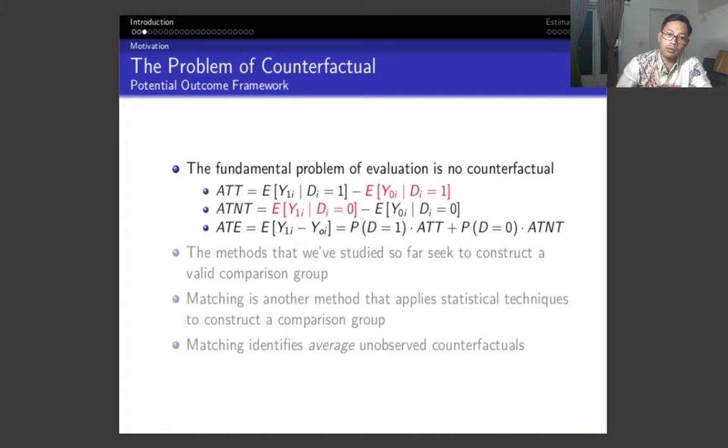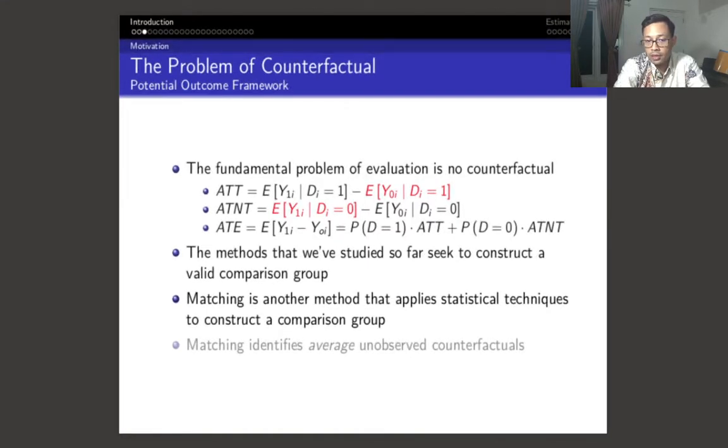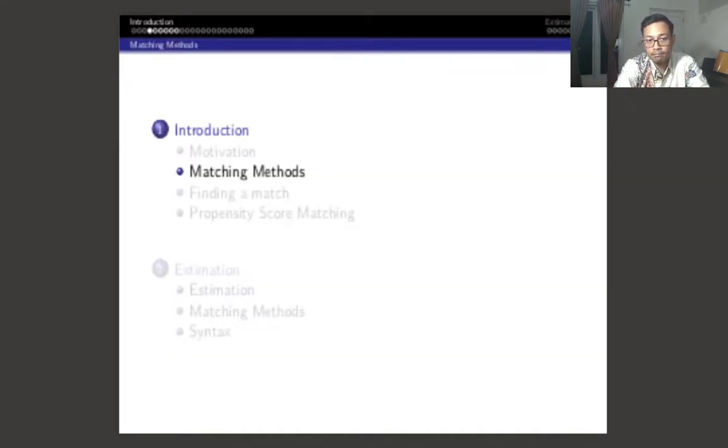Okay, so the methods that we've studied so far seek to construct a valid comparison group, and matching is just going to be another method to do just that. So matching is another method that applies statistical techniques to construct a comparison group. Now the idea is that matching identifies average unobserved counterfactuals. Okay, so let's go over the idea of matching methods.